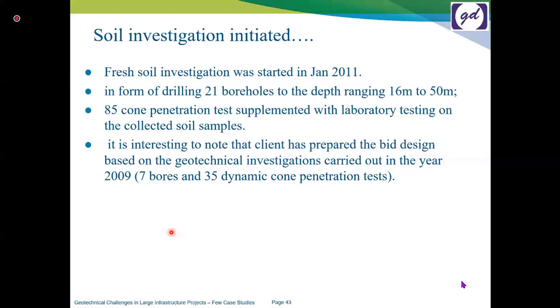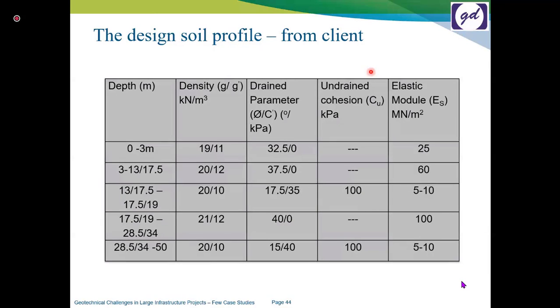So everybody was asked to fill the tender, and they froze the design based on the old data, not the new data. And they actually ignored the soil investigation which had been carried out in 2009 in the form of 7 boreholes and 35 dynamic cone penetration tests. They prepared the design, but they never looked at the investigation program which had been initiated in 2011. So they prepared a design profile, and they assumed the intermediate clay layer has a strength of 100 kilopascal, and based on that they prepared the design.